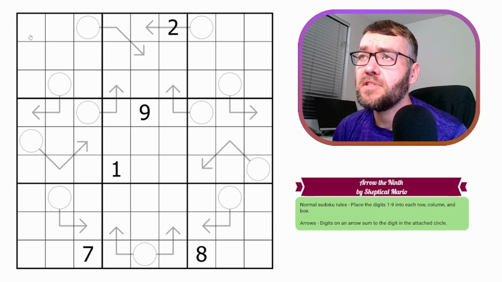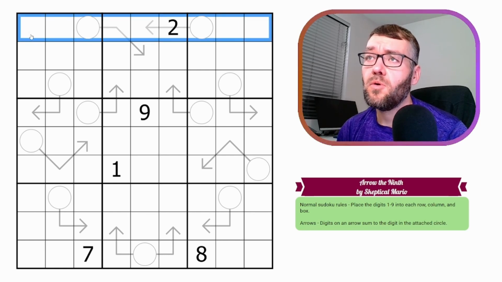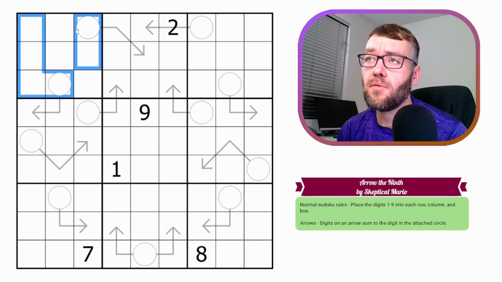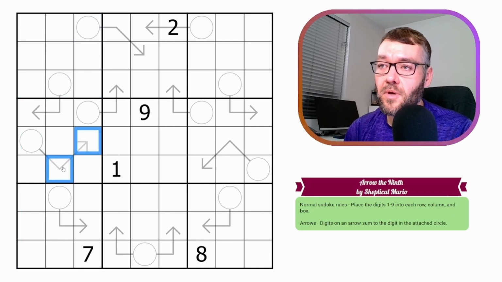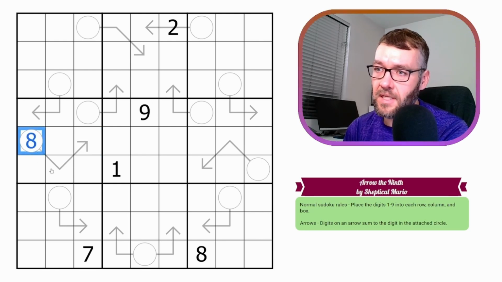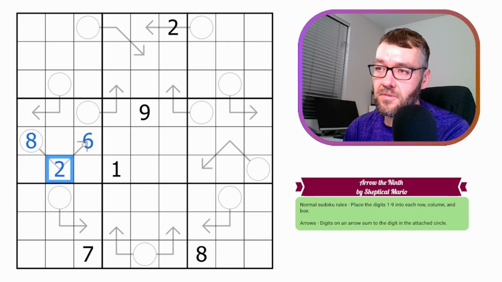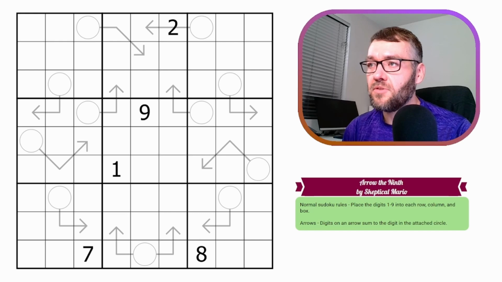Okay, for this puzzle we have standard 9x9 Sudoku rules where you have to place the numbers 1 through 9 in every row, column, and 3x3 box. In addition, we have these arrows on the puzzle where the numbers on the arrows have to sum to the digit in the circle. So if this was an 8, this could be a 5 and a 3, or 6 and a 2, so on and so forth. Okay, so that's pretty straightforward. I'm going to go ahead and get started.